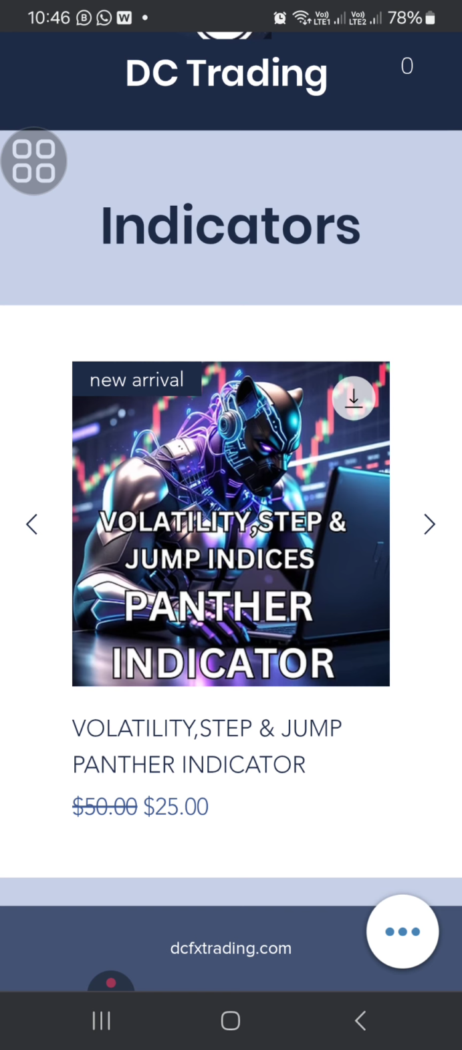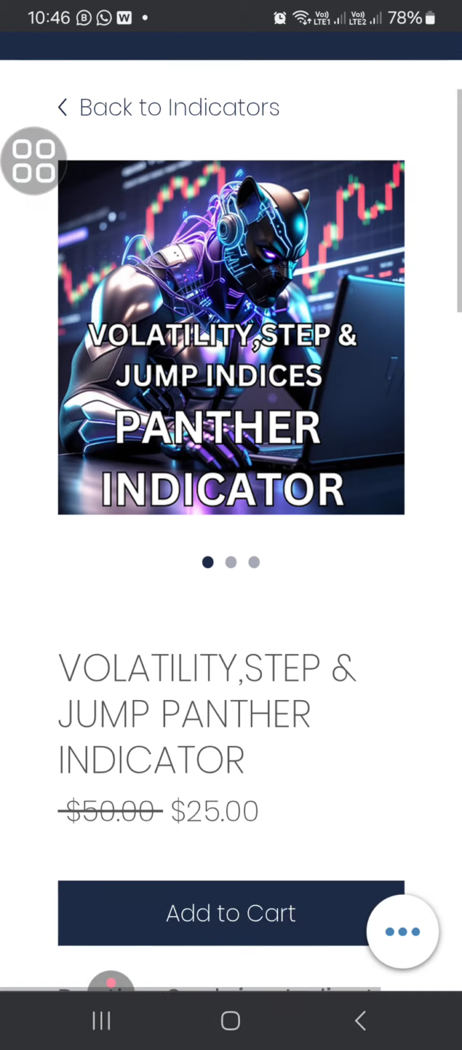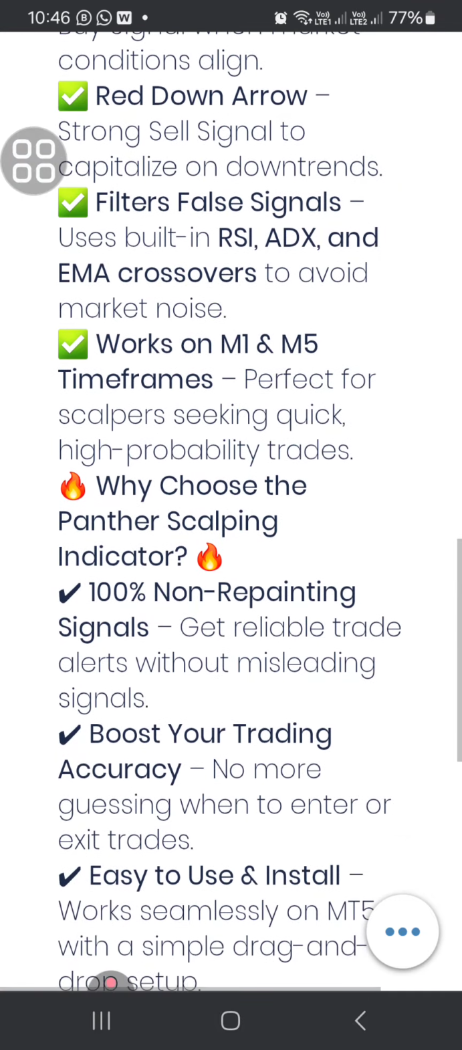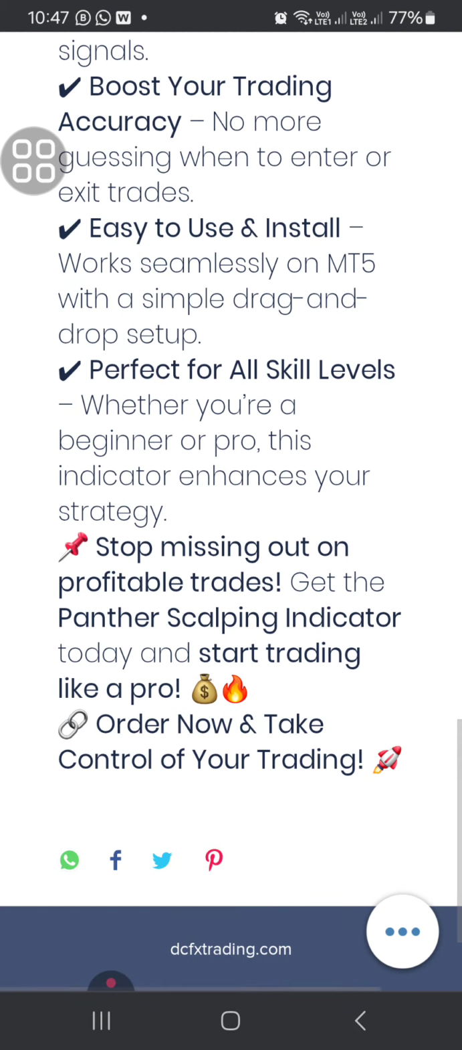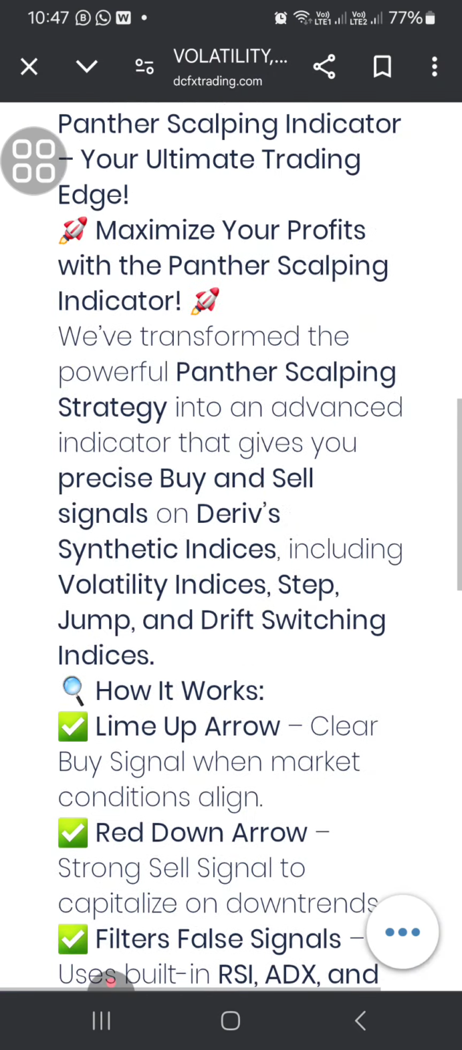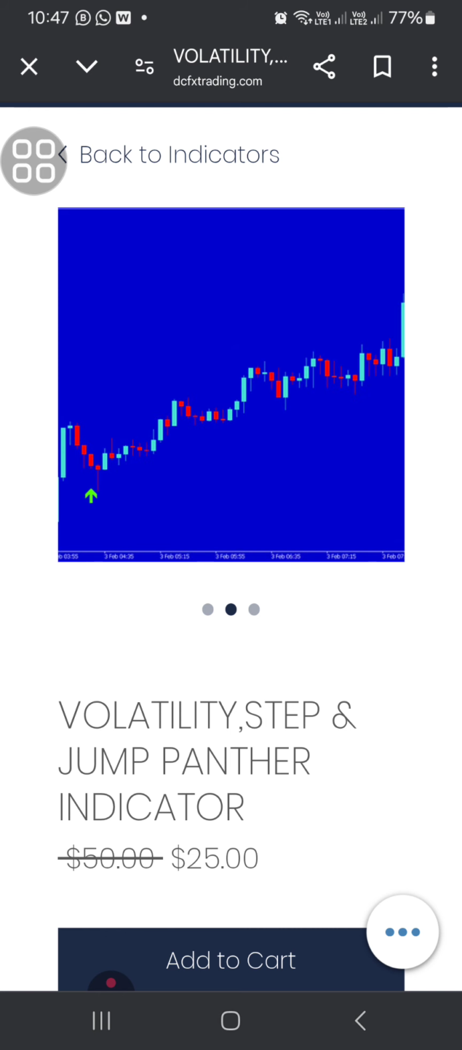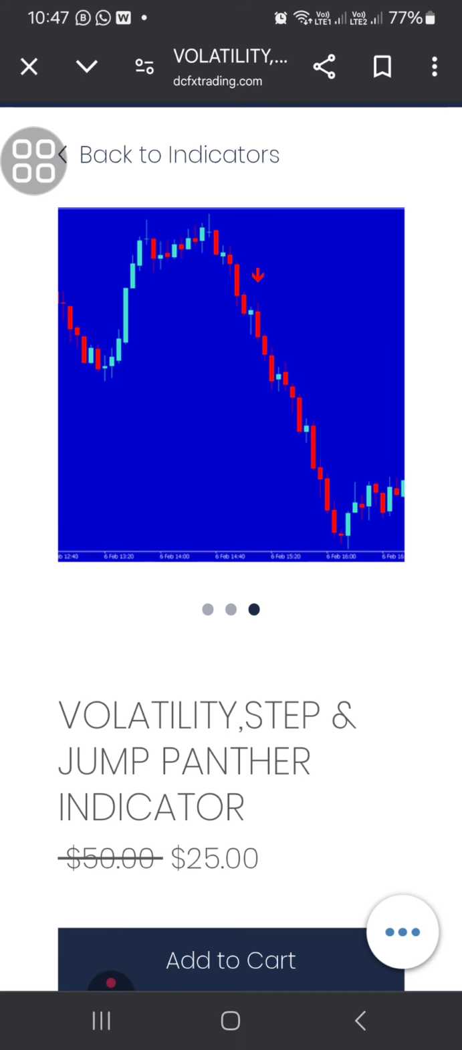So this one, let's click on it. It's still the same thing. It can work on 1 minute time frame. There's a detailed explanation on how this indicator works. Then it also gives a line up arrow indicating a buy, then a red arrow indicating a sell. So this is the indicator that we have.